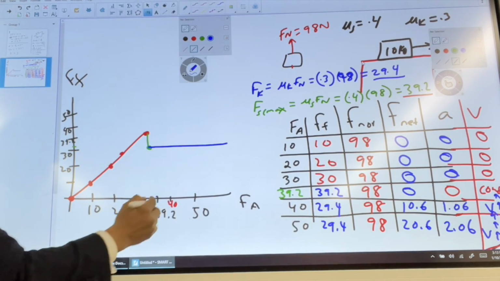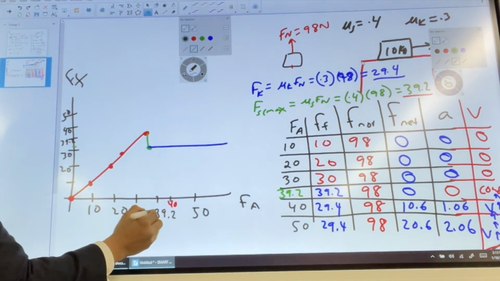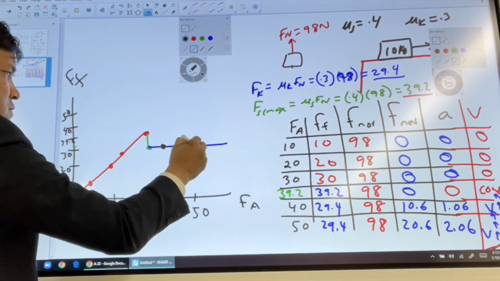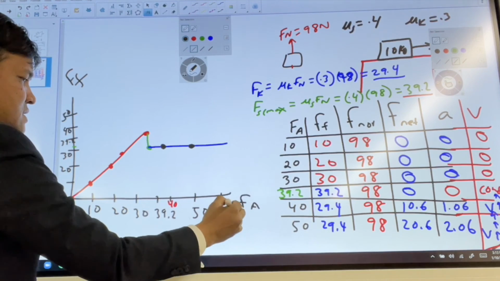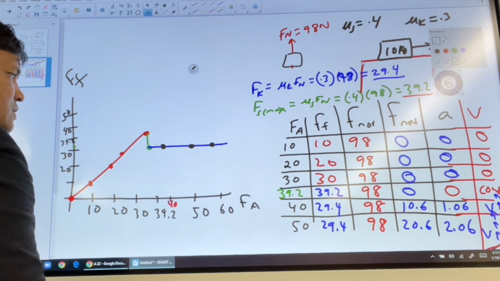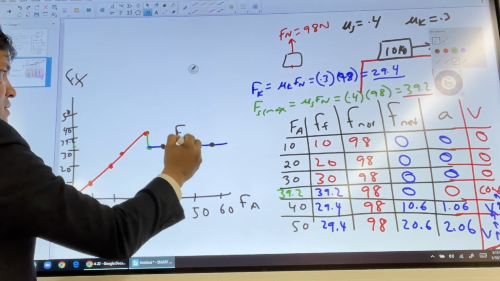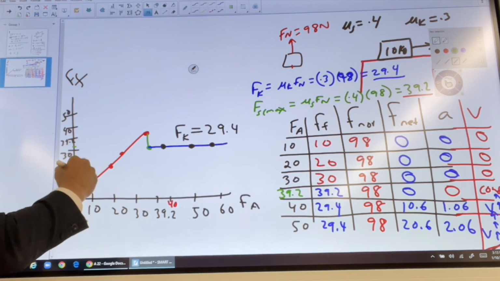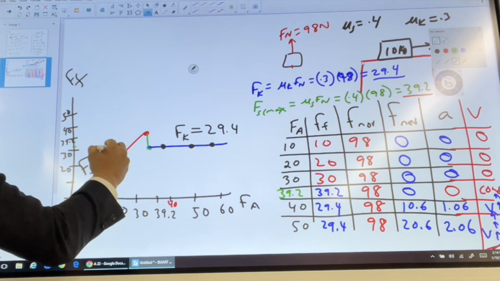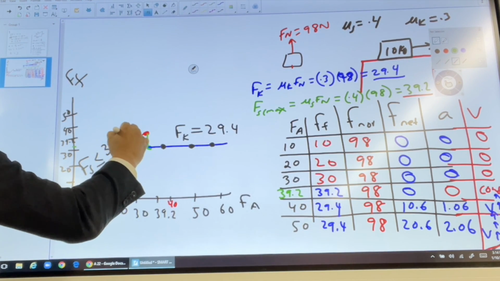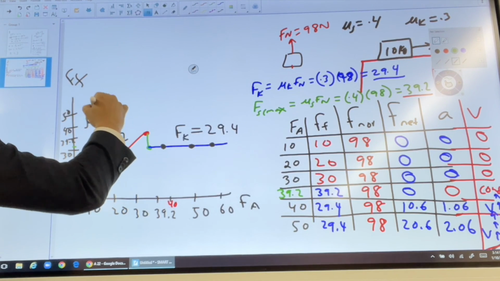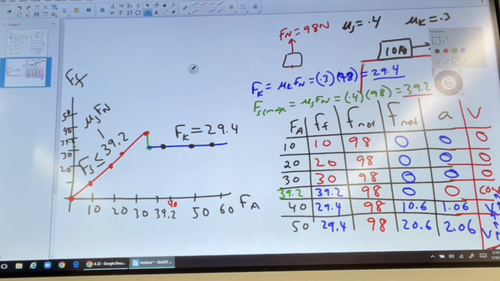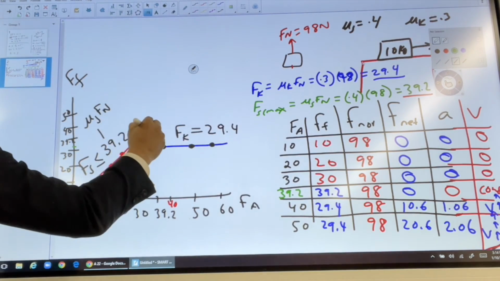So at 40, this is 29.4. At 50, this is also 29.4. At probably 60, we'll see that this is also 29.4. So kinetic friction is constant. Static friction is less than or equal to 39.2. Why is that? Because mu_s Fn is between 0 and 39.2. Anything between 0 and 39.2, and this is the peak, 39.2 newton.